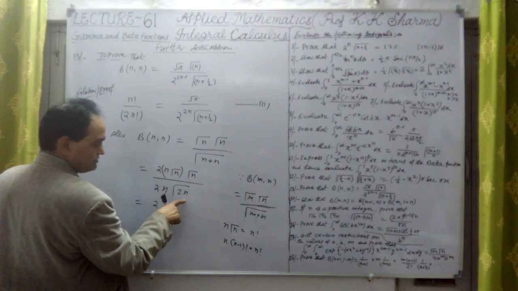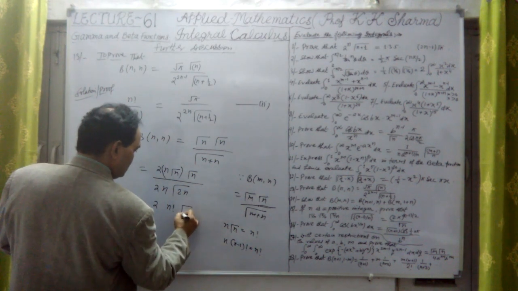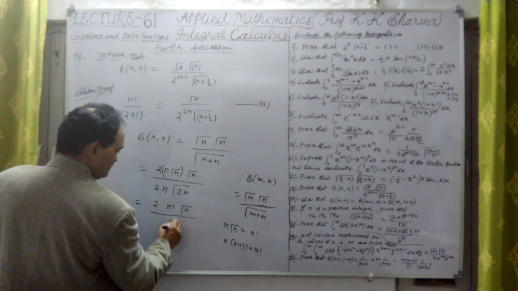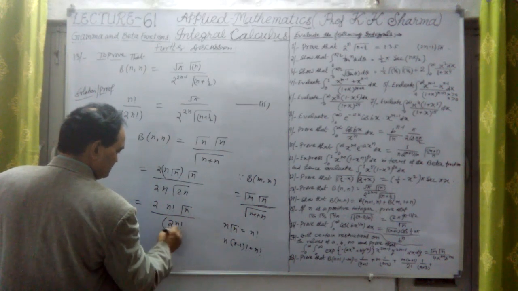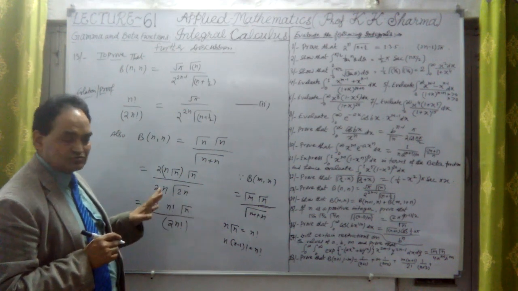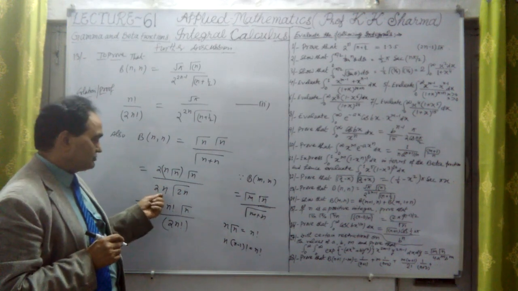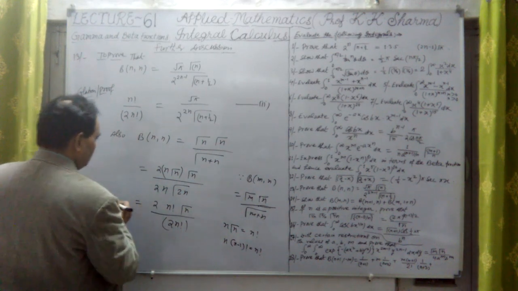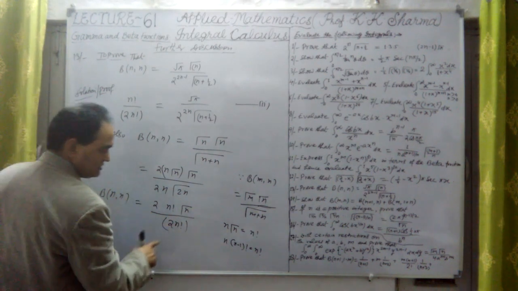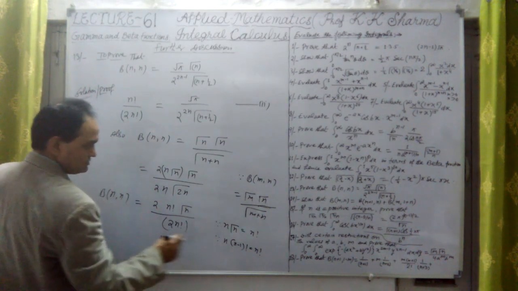Now this twice n into gamma twice n goes to factorial twice n. In the denominator we have factorial twice n. Why? Because this is factorial twice n minus 1, and when we multiply with twice n, factorial twice n minus 1 gives factorial twice n. So what we obtain here is the value of beta nn with this value, since this is equal to this.